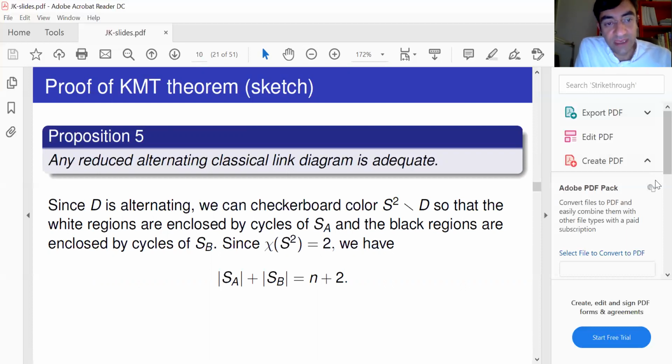So if D is alternating, then you can look at the diagram D on S2 and look at the complement, and you can checkerboard color the complement by black and white colors. The cycles of SA bound the white regions, and the cycles of SB bound the black regions. And this also gives a triangulation of S2. So if you count the number of 0, 1, and 2 simplices, because the Euler characteristic of S2 is equal to 2, you obtain this formula: the number of cycles in SA plus the number of cycles in SB is equal to n plus 2.